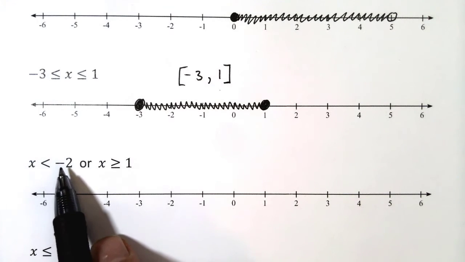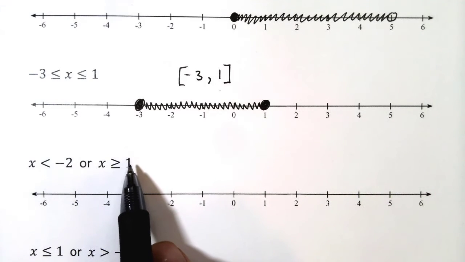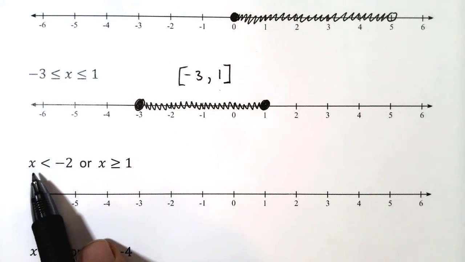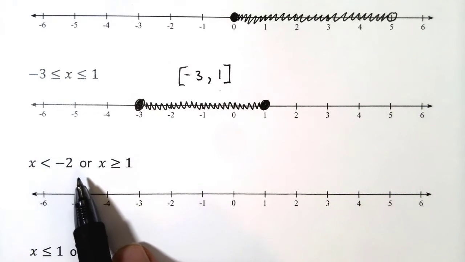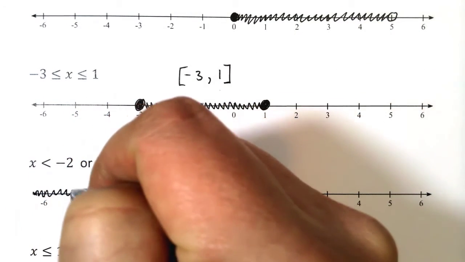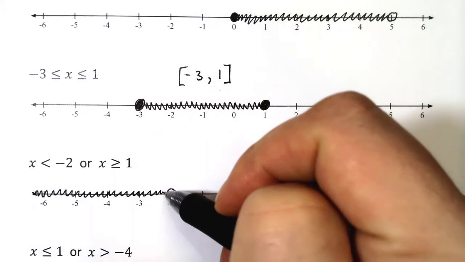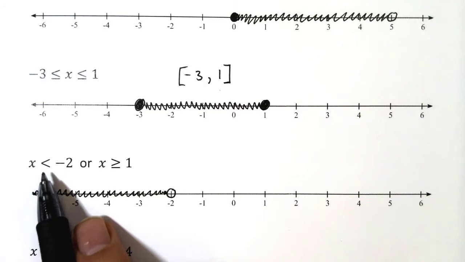x is less than negative 2, or x is greater than or equal to 1. So either one of these needs to be satisfied. So what does it mean for x to be less than negative 2? Well, that means x is to the left of negative 2. So I'm going to shade to the left of negative 2. I do not include negative 2 because I don't have an or equal to.